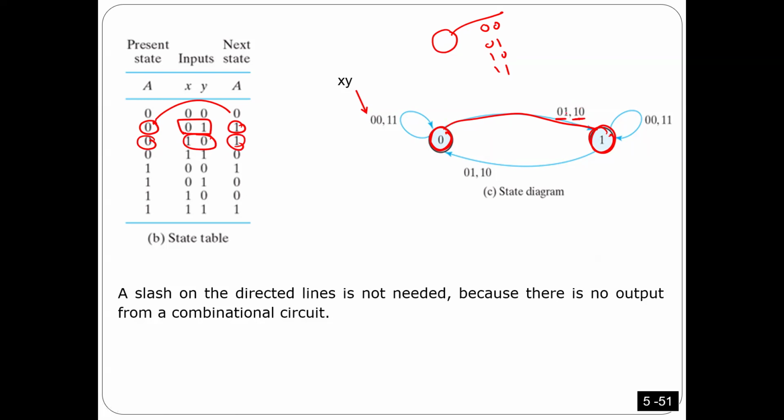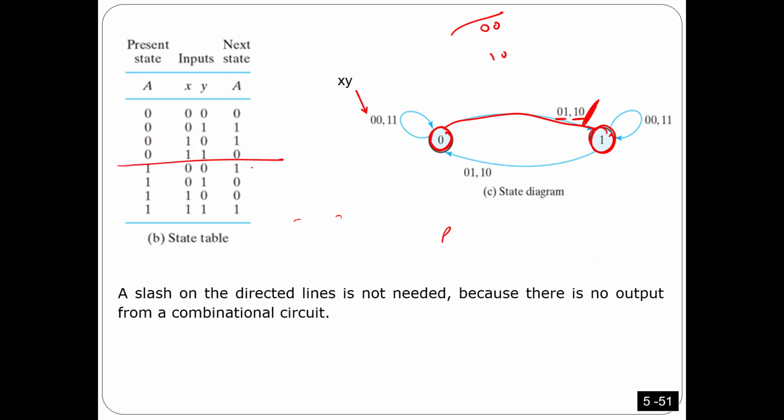Don't be confused. You may be confused: is that input or output? Very simple. If there is a slash, anything after the slash should be output. Anything before that is input. This comma means or. So let's see here.